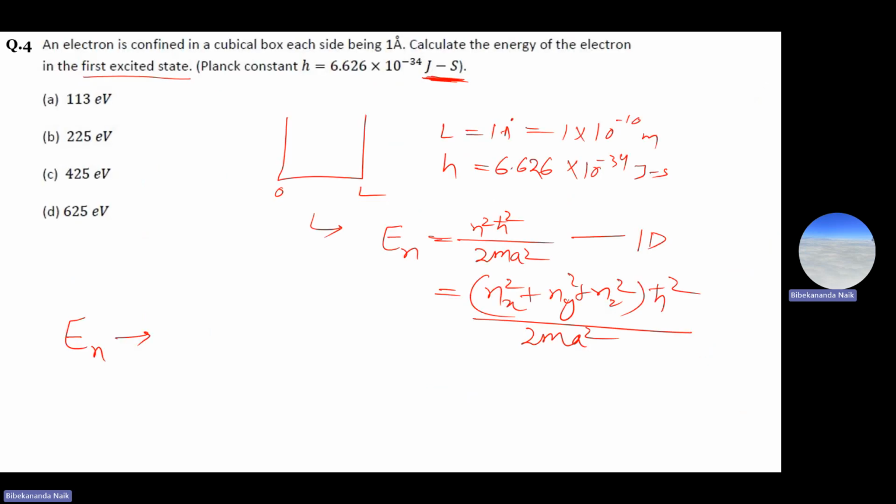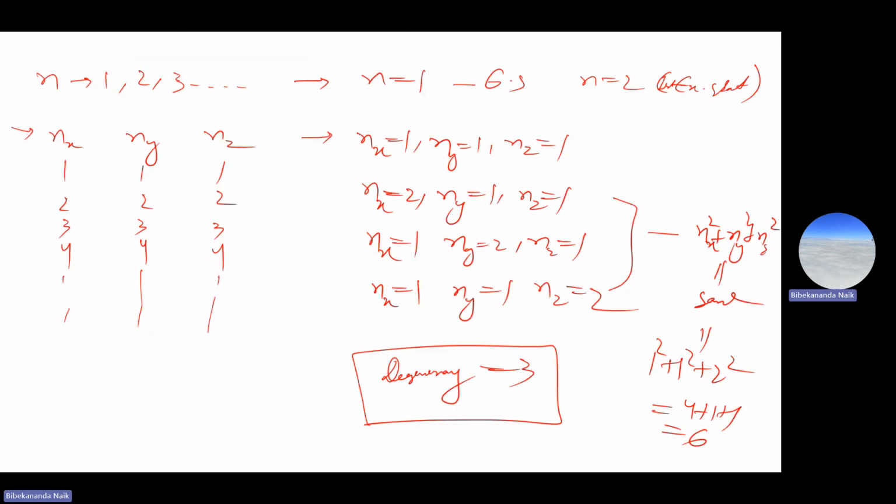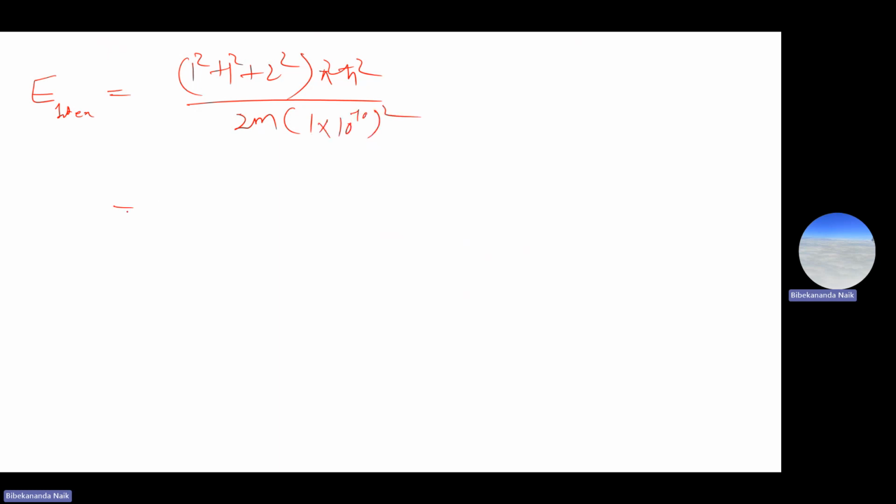So what do we need to calculate here? We need to calculate the energy of the electron in the first excited state. What will be the formula for the first excited state? E first excited state will be 1 square plus 1 square plus 2 square, this is nx square plus ny square plus nz square, then pi square h cross square divided by 2m L square. In L square, we will put 1 into 10 to the power minus 10 square. This is 6 into pi square.